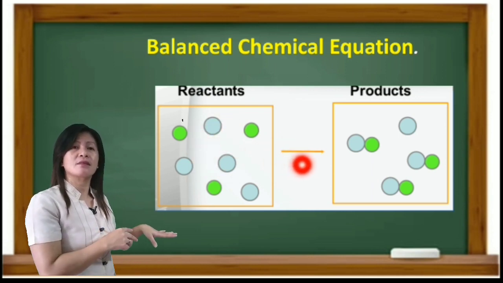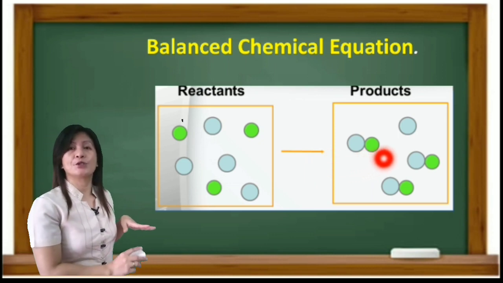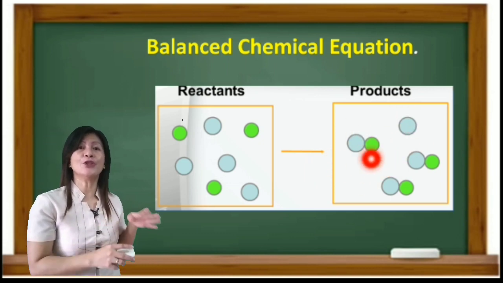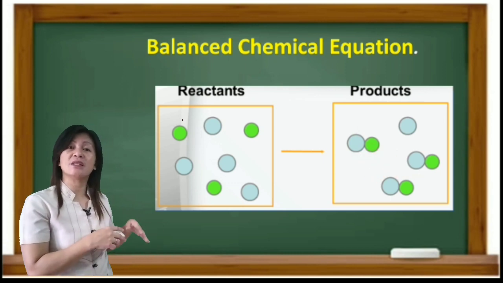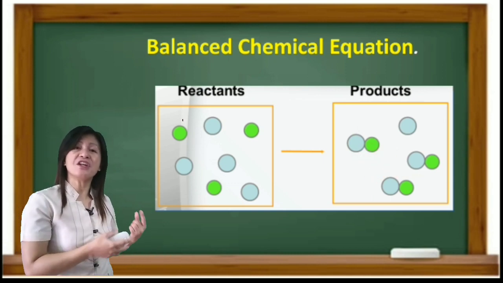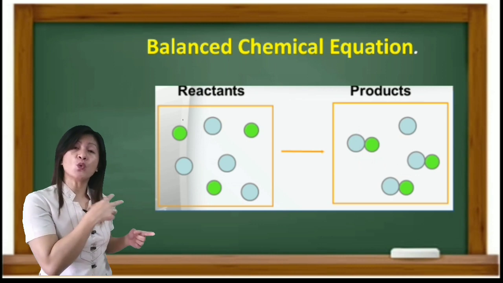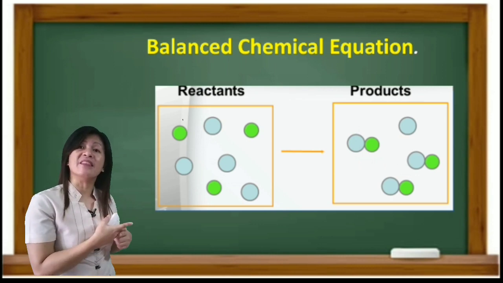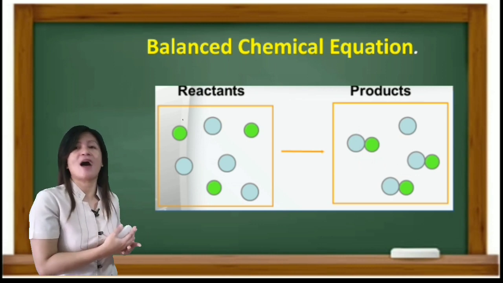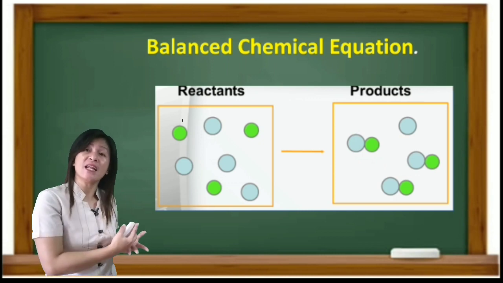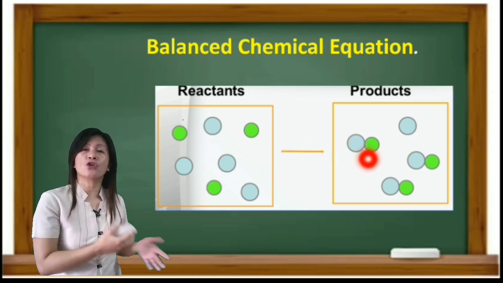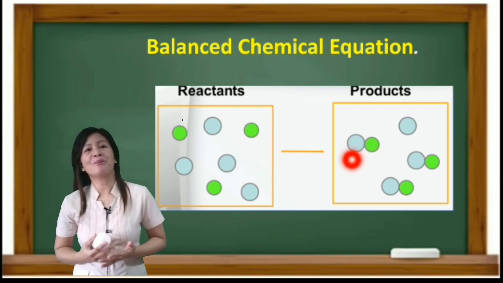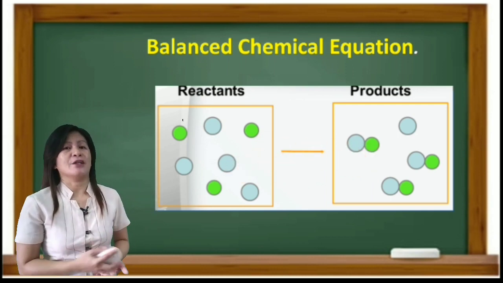The arrangement was changed. So atoms did undergo rearrangement. After the reaction, their positions are already different. But the numbers of atoms of the two kinds of atoms remain. We still have, after the reaction, 3 green atoms and 4 blue atoms. So that illustrates the conservation of matter.